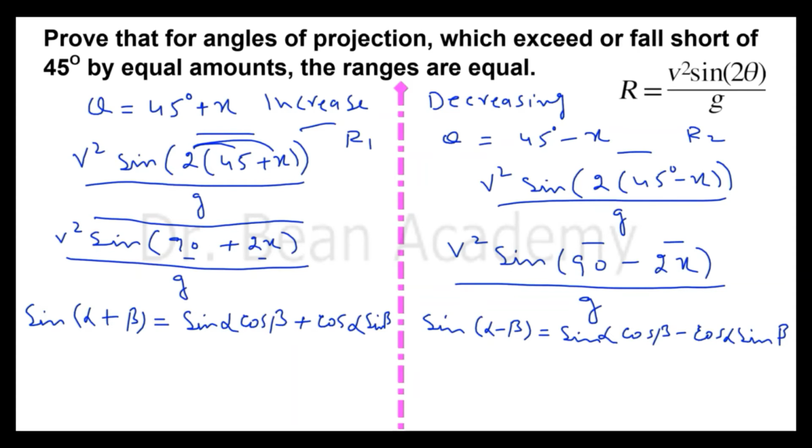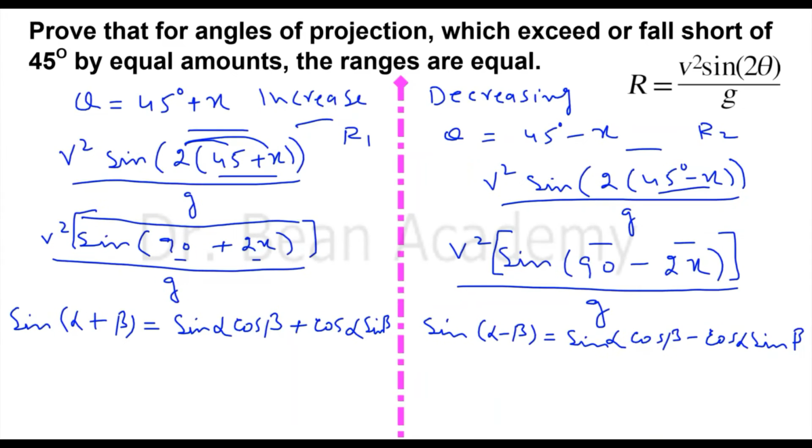So these two formulas will help us to solve the expressions containing the sine of theta in both cases, because without simplifying we can't get anything. Let's use these formulas to the respective ranges we have. So if I start from the left side, which is for the increasing angles, it will become v squared. So I will write the expression in the brackets.